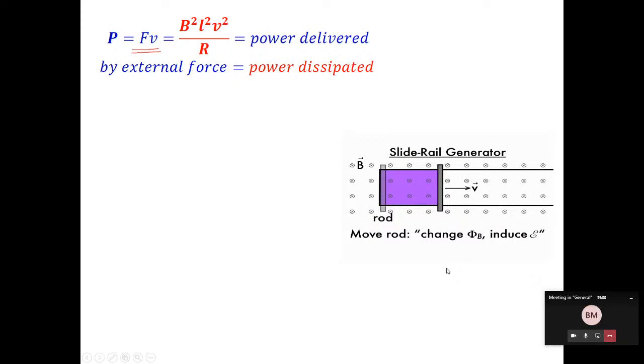Okay, so this is called a slide rail generator. Because when you're moving a conductor in a magnetic field, there will be EMF developed across the ends of the conductor. So we can use this phenomenon for producing EMF. Such an arrangement is called a slide rail generator.